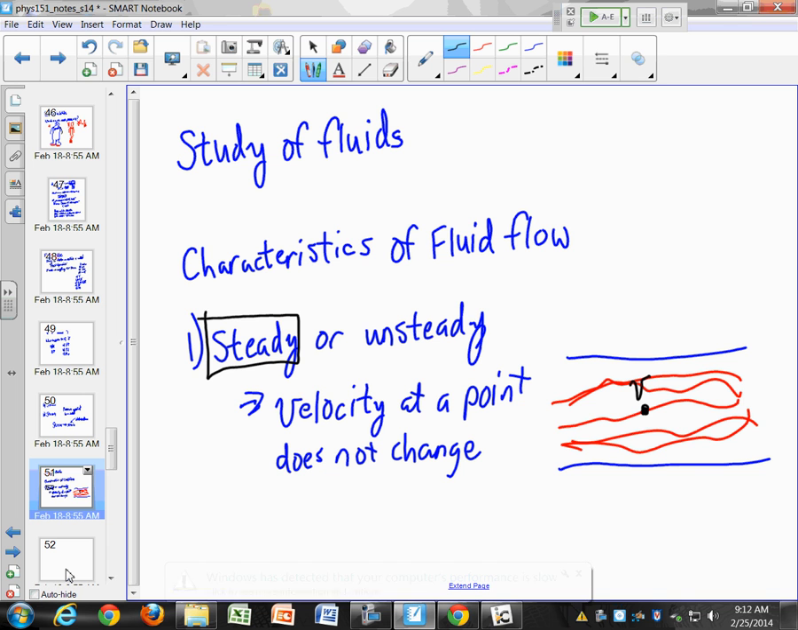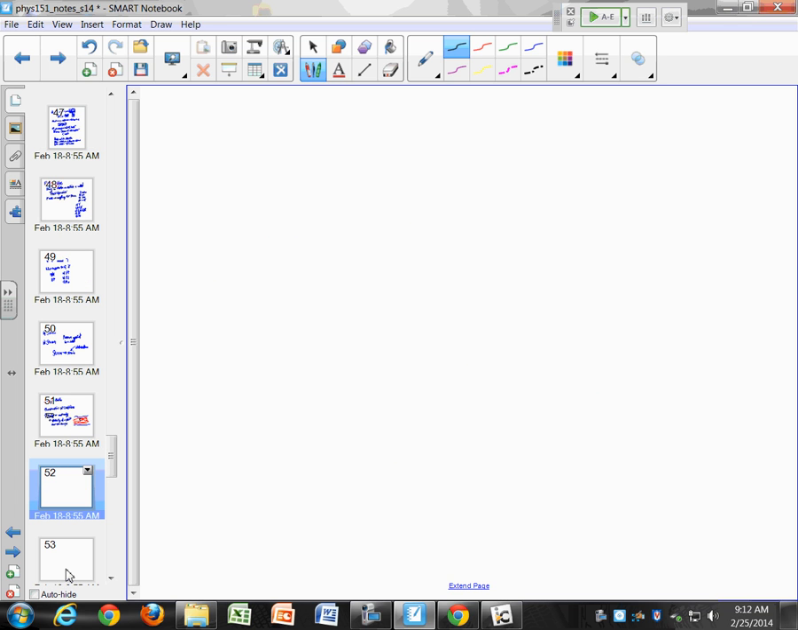The second one is rotational or irrotational. Can I go down from here? All right. So the second characteristic that we'll look at is is it rotational or irrotational?